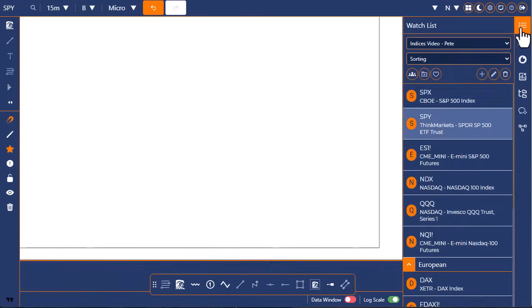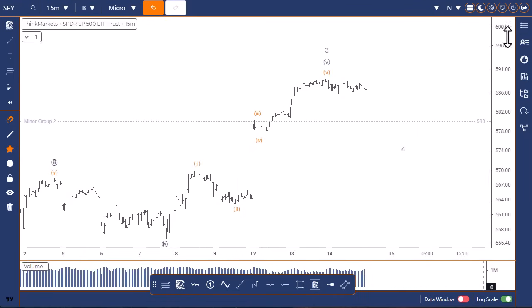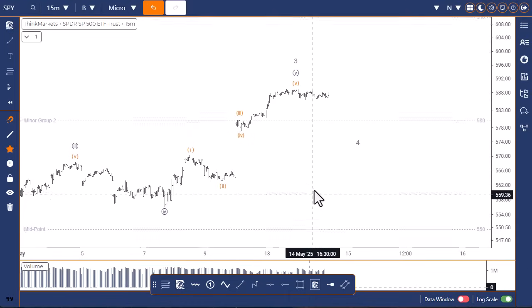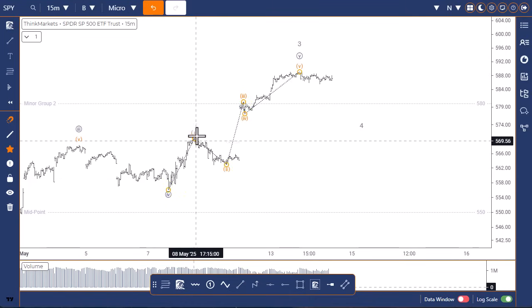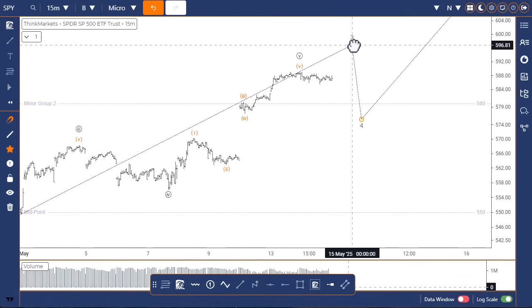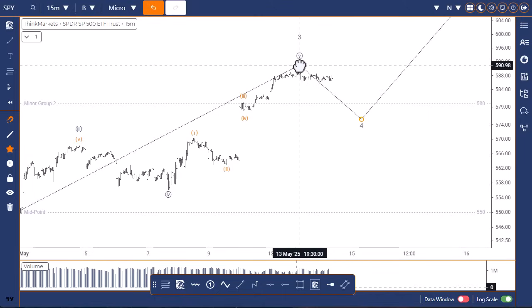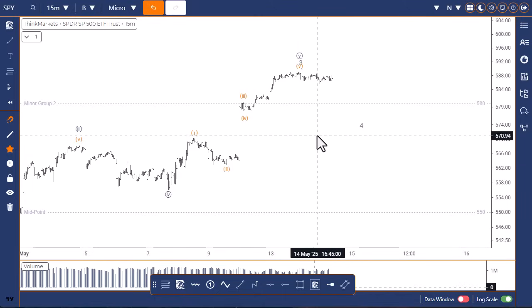If we have a look at the SPY, it'll be the same as well, but in this case I've got wave 3 here, so I've counted a little bit differently. So 1, 2, 3, 4, 5, that's also doable rather than having the wave 3 over here. But having the wave 3 over here is in most cases the better bet.